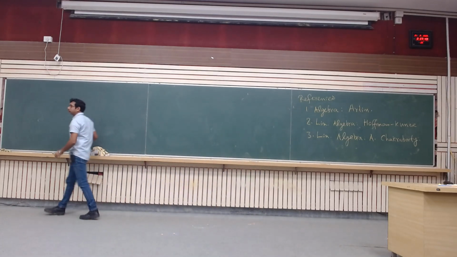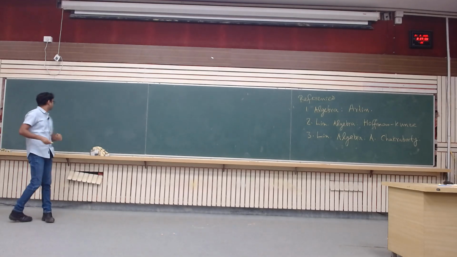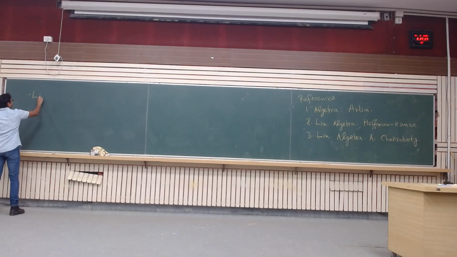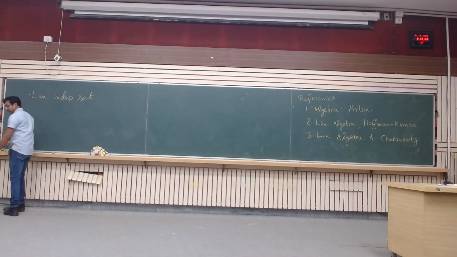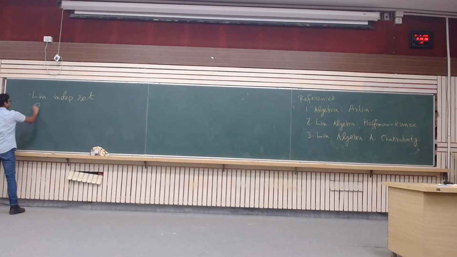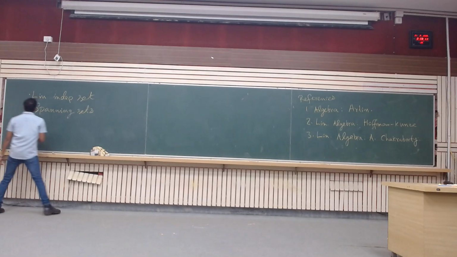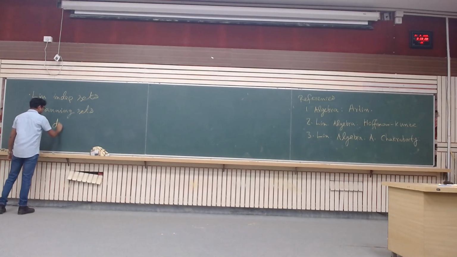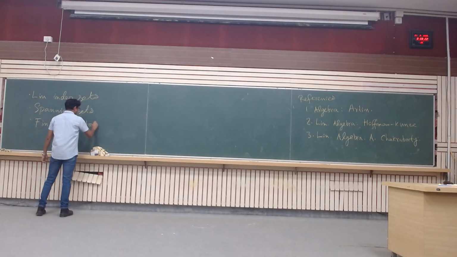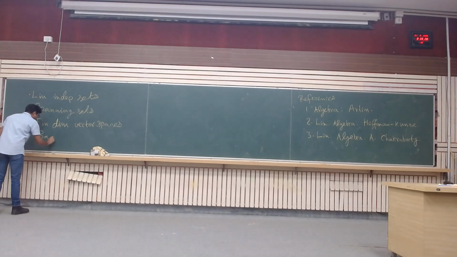Well, let's now come back to what we have studied. The last few concepts that we have seen. One was linearly independent set. This we also saw in the previous class. And then there were spanning sets. And then there are finite dimensional vector spaces. And then there were bases.